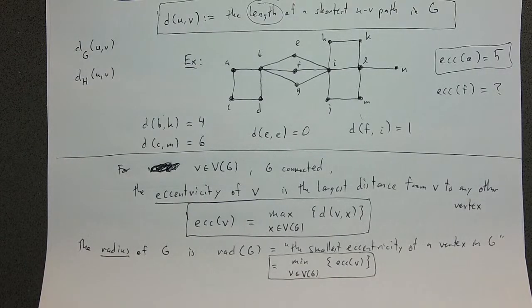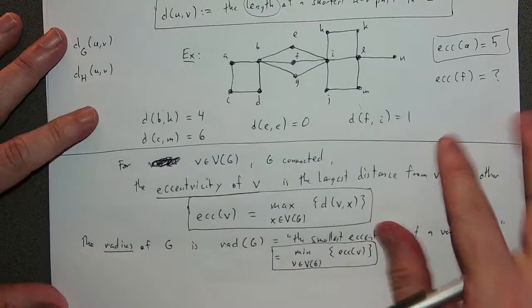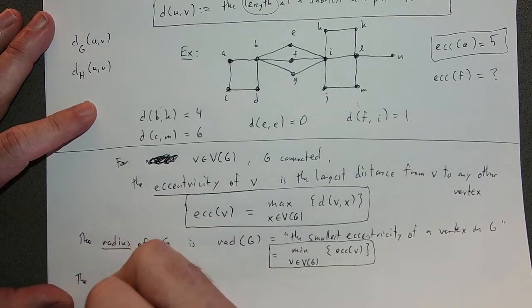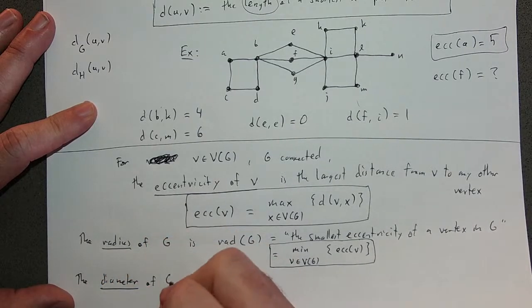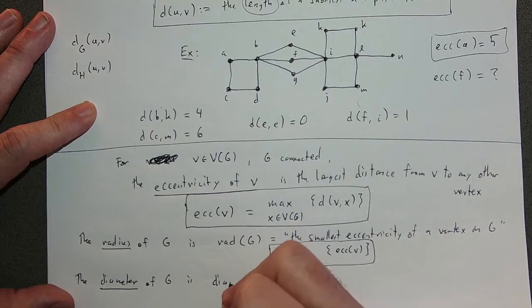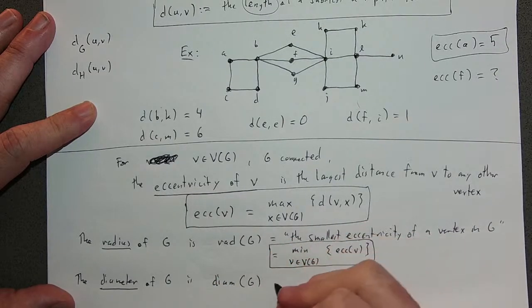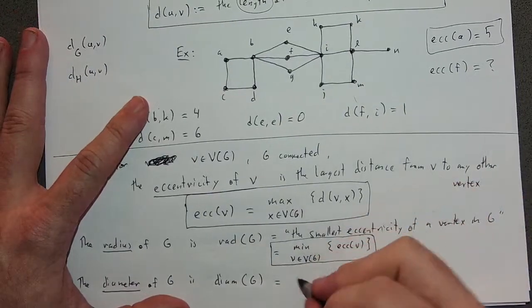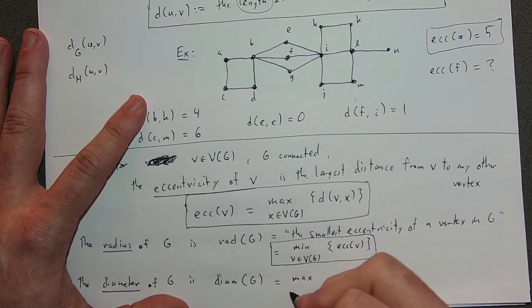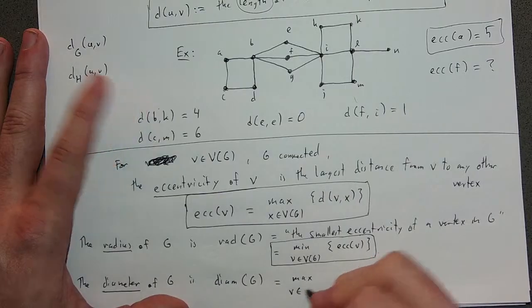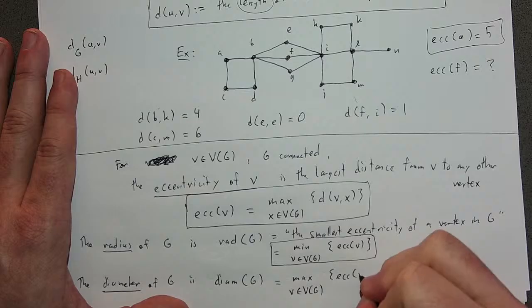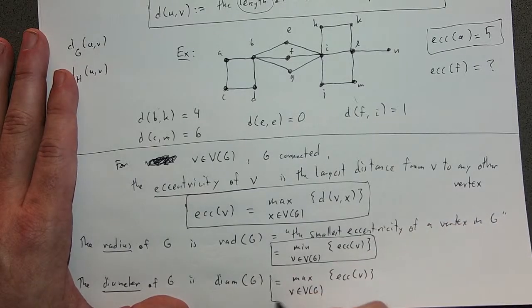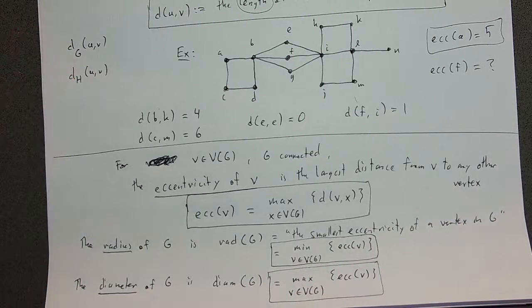Okay. The diameter is the value of the greatest eccentricity. This is the greatest eccentricity. So I'm not going to rewrite the statement in words. I'm just going to write it as this. It's the max of these eccentricities. Okay.